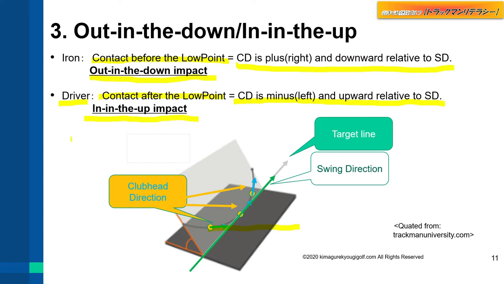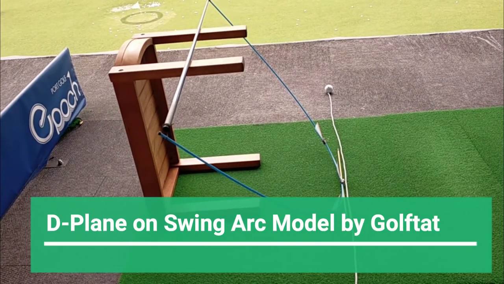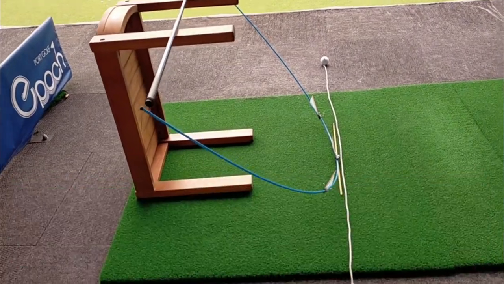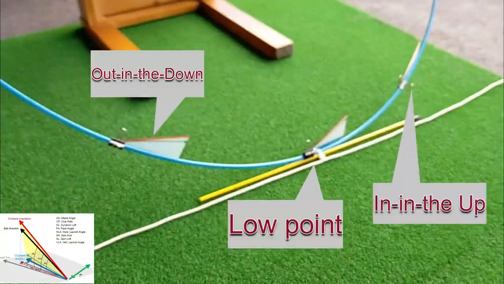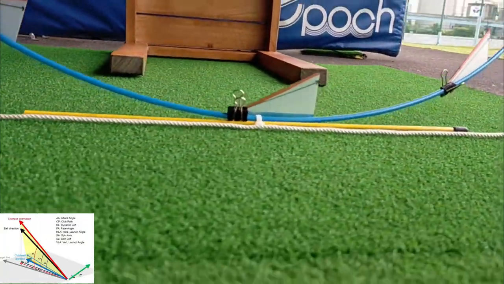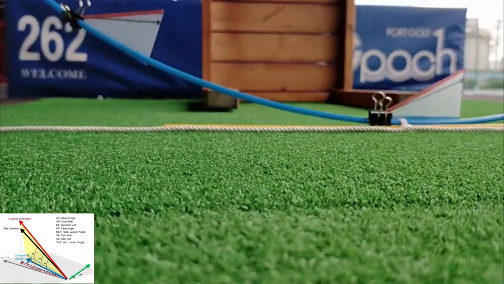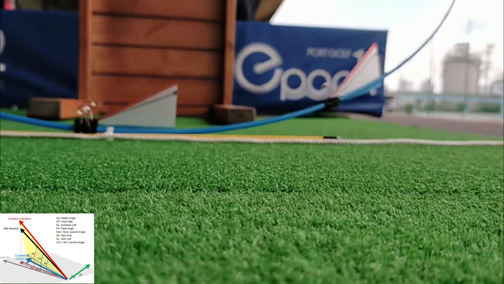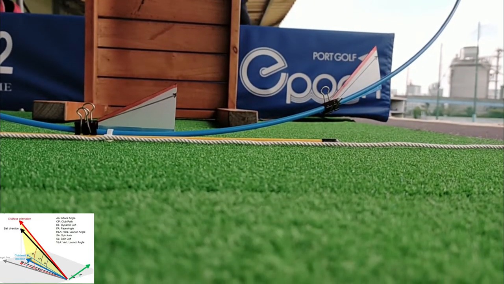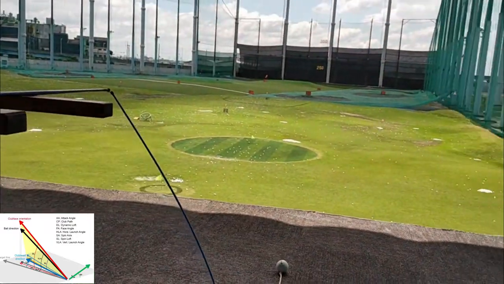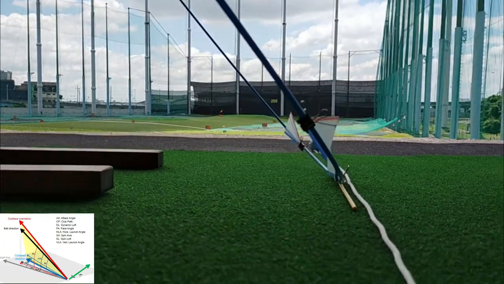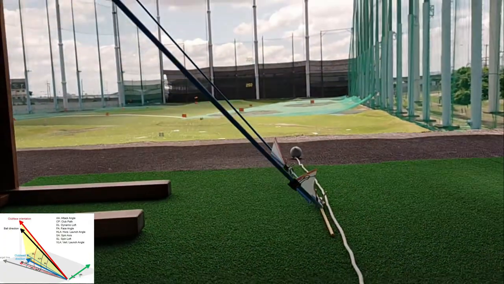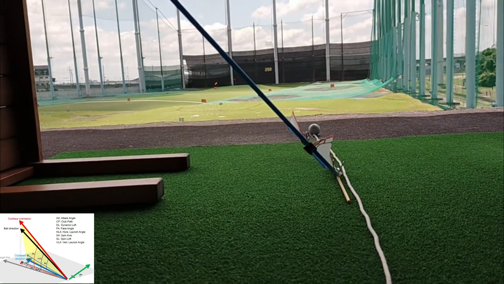Now, let me explain this using the D-plane on the swing arc model. This is the D-plane on the swing arc model. When we see this model from the top, we have three D-planes, one for each impact. And from the front view, this is the low point impact, iron impact, and driver impact. And we see the swing direction is downward or upward. And from behind, we see the direction of the club path, in to out and out to in. Those are what out-in down and in-up mean.